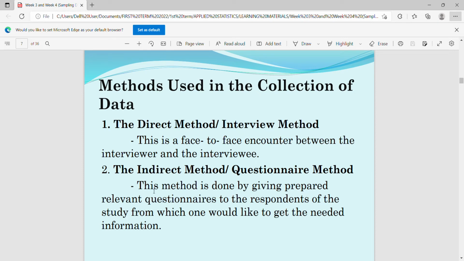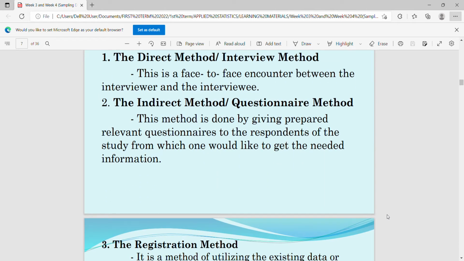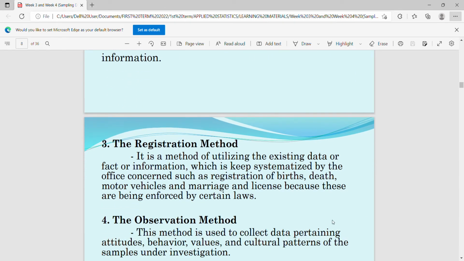So this method is done by giving prepared relevant questions or questionnaires to the respondents of the study from which one would like to get the needed information. So this is the mostly used method in collecting data. You're using questionnaire here. Next is the registration method.